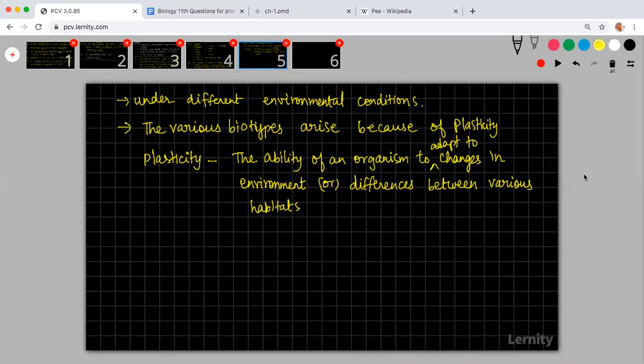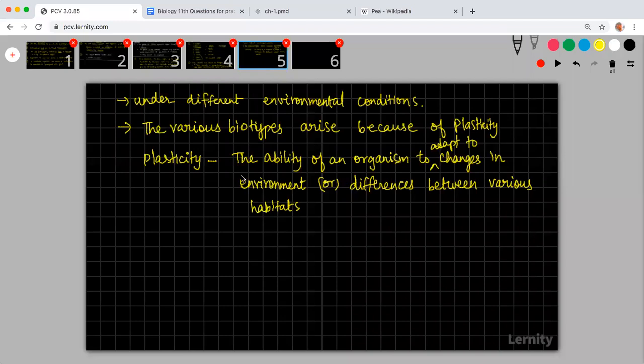Yeah, like some organisms will have fur, some organisms will go for migration. No, if we are talking about biotype, it has to be the same plant with a different variation. That is what is biotype. You cannot compare different organisms.